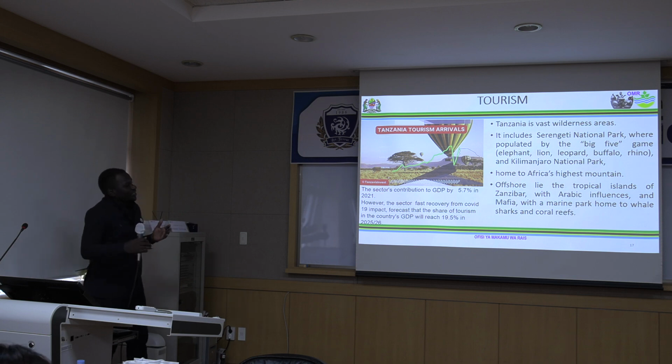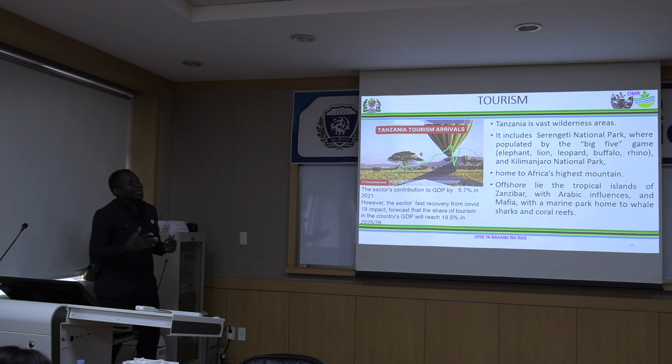Also, on the eastern side, as you see, we have the Indian Ocean. So we have beach tourism like Mauritius and other maybe Latin American countries. A lot of tourists are coming to visit and enjoy those beaches on Zanzibar Island.